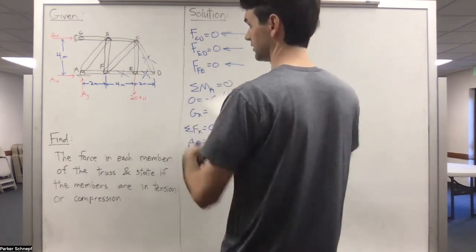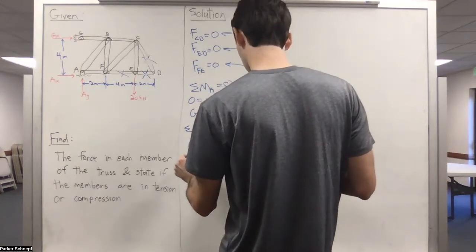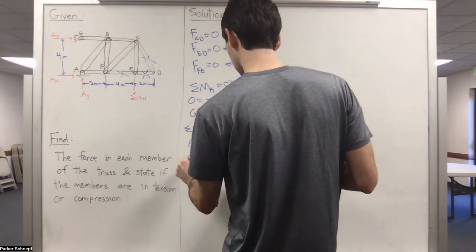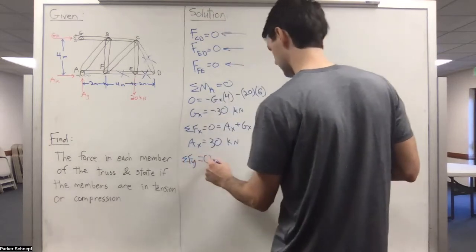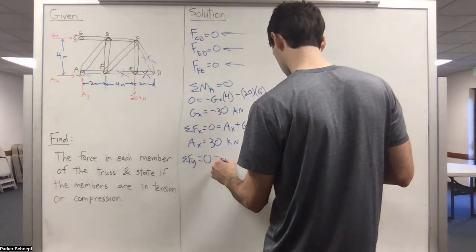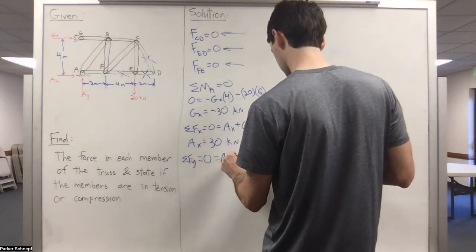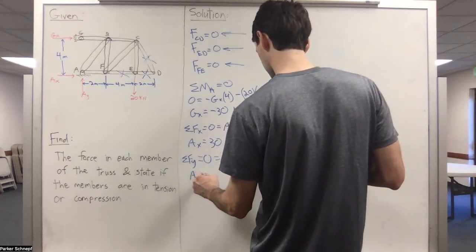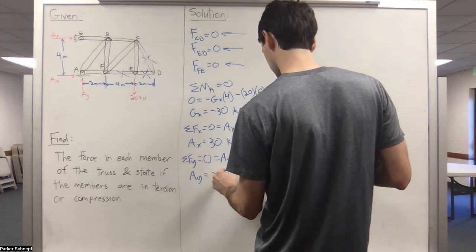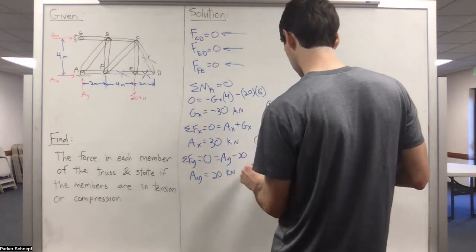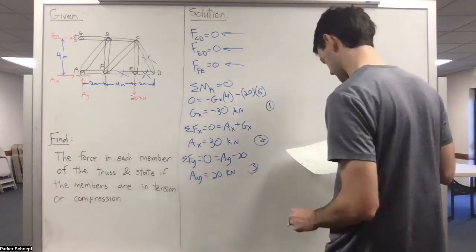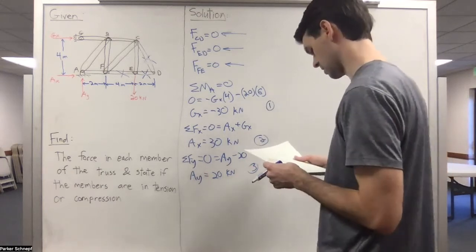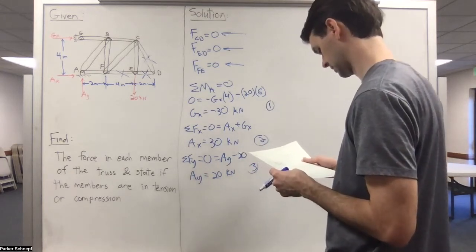Right, that's got to resist GX. And now we can do sum of the forces in Y. And in Y we have AY minus 20. So therefore AY must equal positive 20 kilonewtons. All right, so we got those.